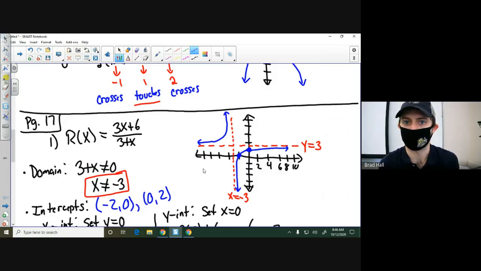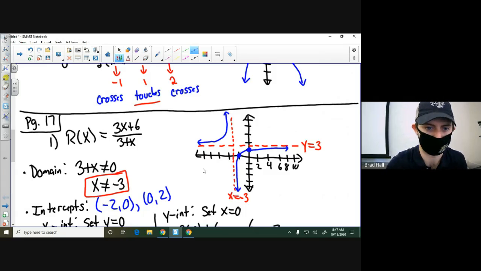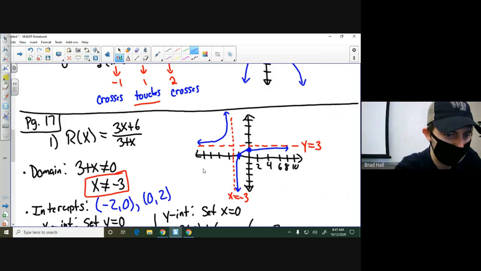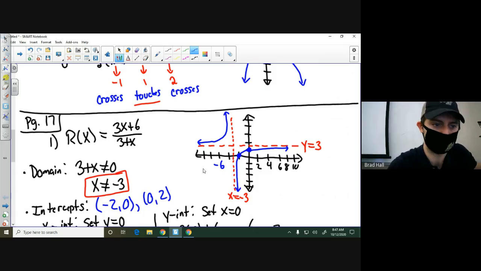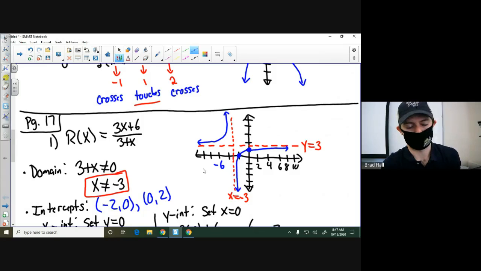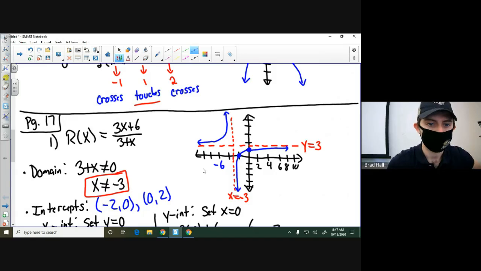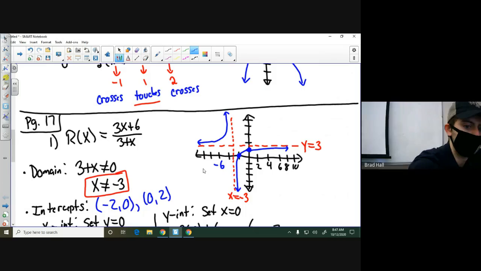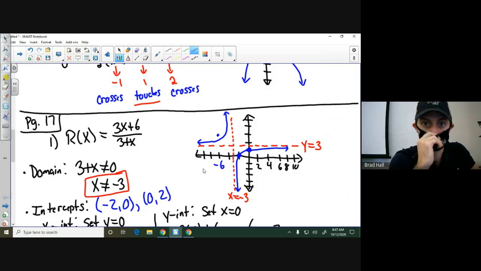And you can always just pick a test point to verify this. So let's see, for example, this is -6. If you plugged in -6 for x into your function, it's -18 plus 6, which is -12, over -6 plus 3, which is -3. That's +4. So my graph's not very good. You would technically get a point up here, but you get the idea.